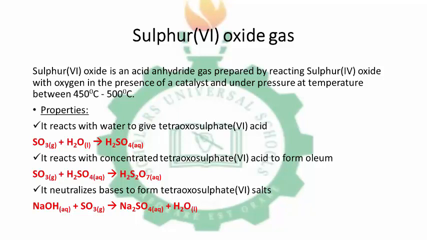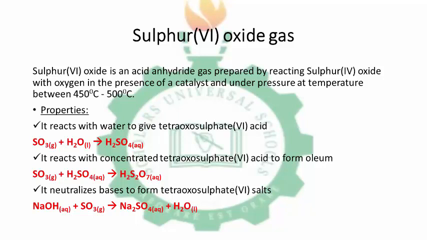Now, the catalyst used is vanadium 5 oxide, V2O5. The vanadium 5 oxide is the catalyst used. And please consider the pressure, and the temperature between 450 degrees Celsius and 500 degrees Celsius.